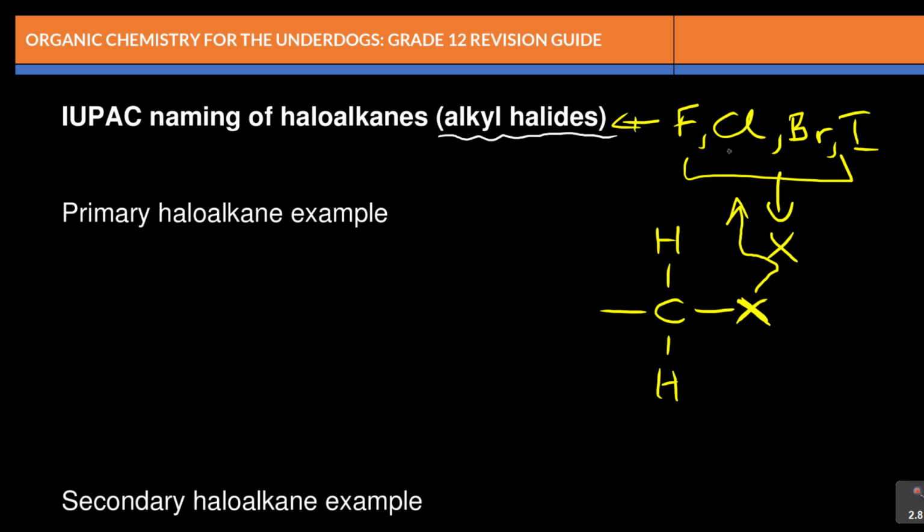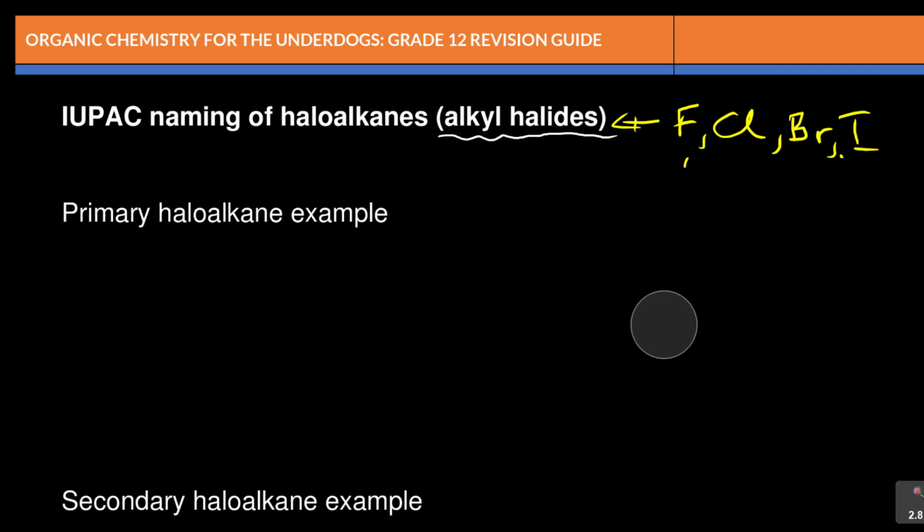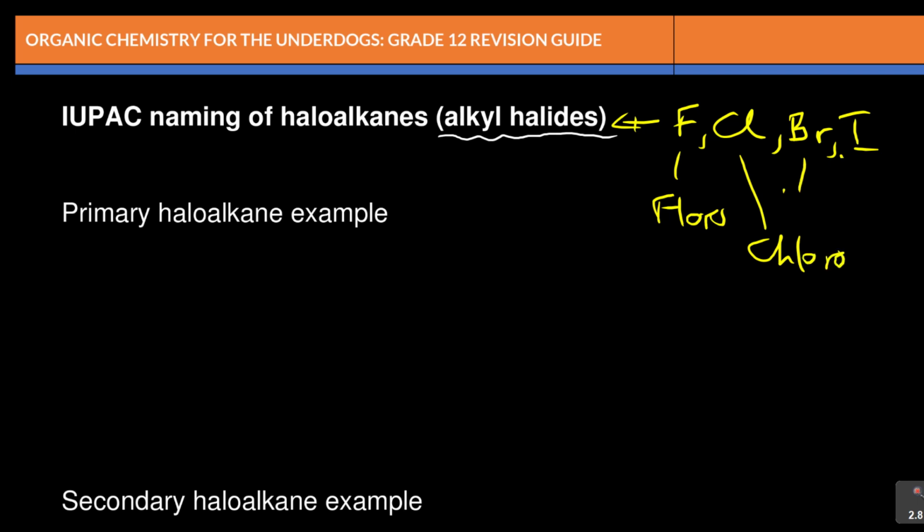Now, when we are looking at them as substituents, this one is called fluoro, this one becomes chloro, this one becomes bromo, and this one becomes iodo. Don't forget: fluoro, chloro, bromo, iodo.